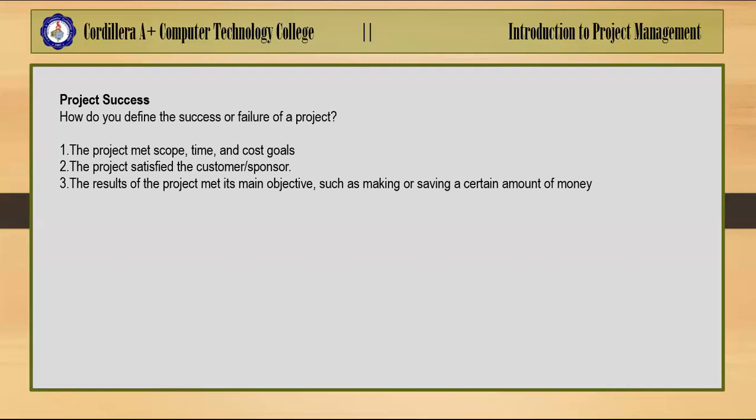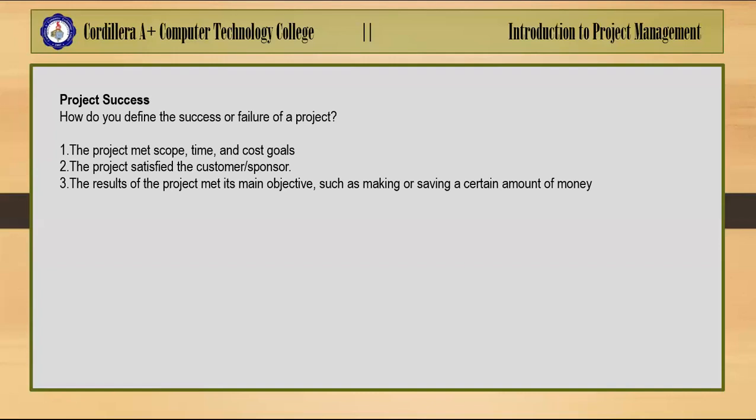So even if the project cost is more than estimated, or it took long to complete, or the project team was hard to work with, if the users were happy with the upgraded computer, it would be a successful project. So based on the criterion.